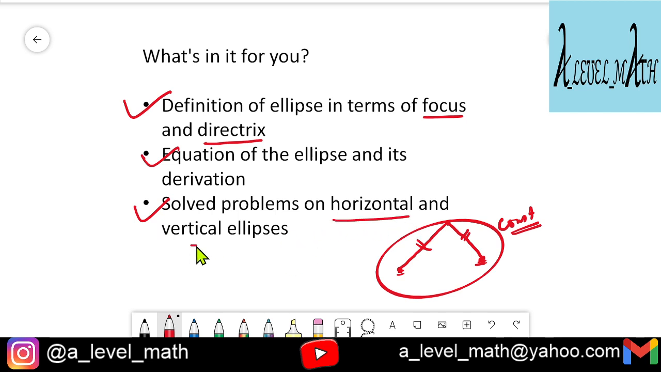So what are horizontal and vertical ellipses? You know that in parabola we had many types of parabola: upward facing parabola, left-handed parabola, downward facing parabola, and right-handed parabola. In a similar way, we have two types of ellipses. One looks like this and another one looks like this. So this is a horizontal ellipse and this is a vertical ellipse.